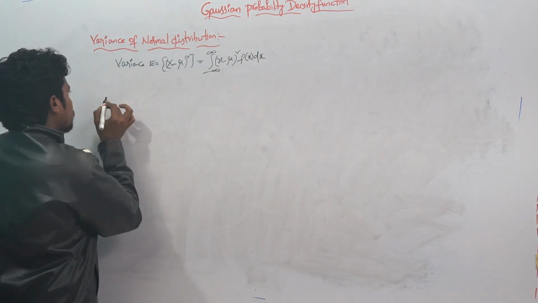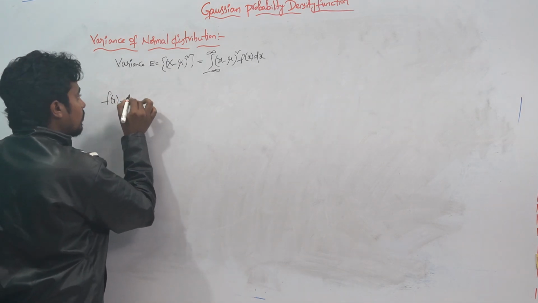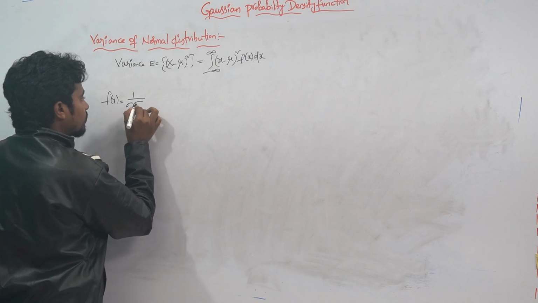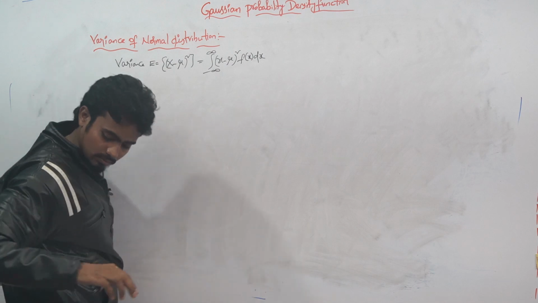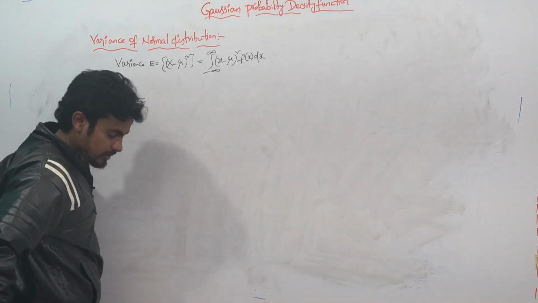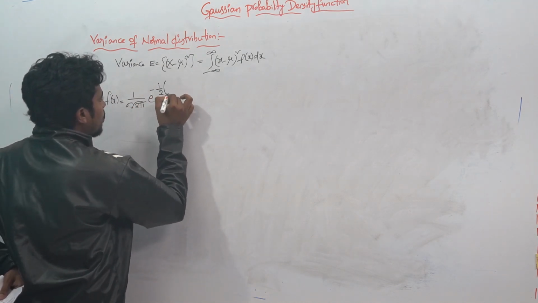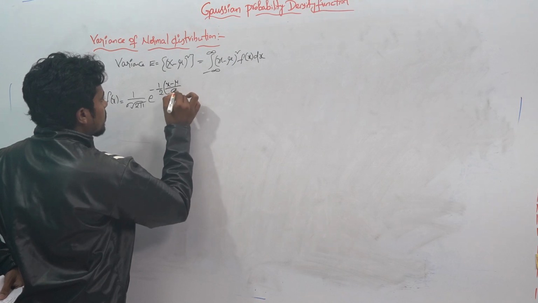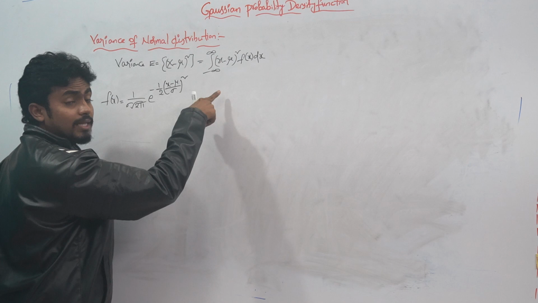f of x will be equal to 1 divided by sigma into root 2 pi, into e power minus of 1 by 2 into (x minus mu divided by sigma) whole square. Right? Substitute this f of x in here.